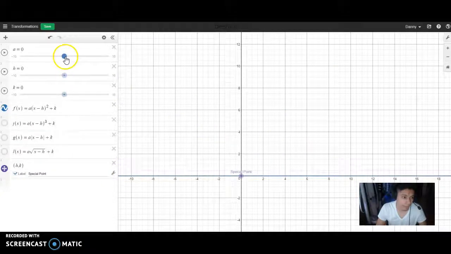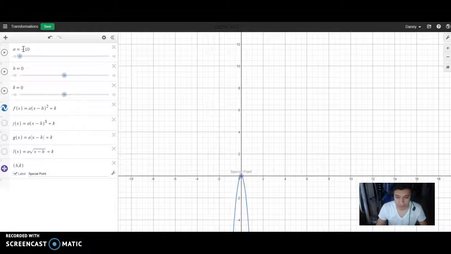If I make it a negative number, it's the same as if it were positive, but the negative flips it. We call that a reflection. It's a reflection of the graph at the special point here.